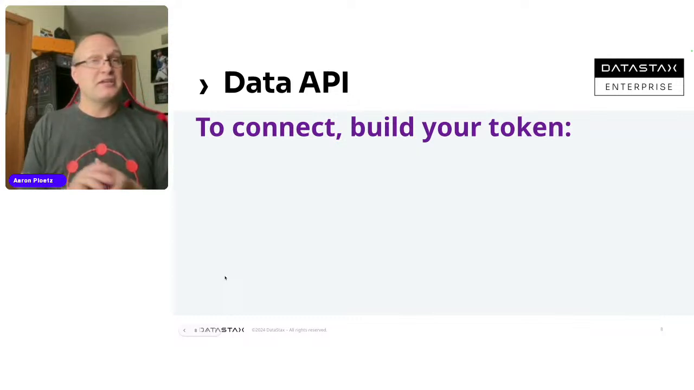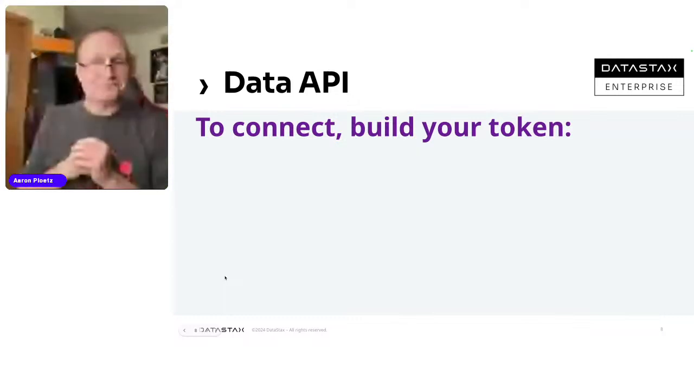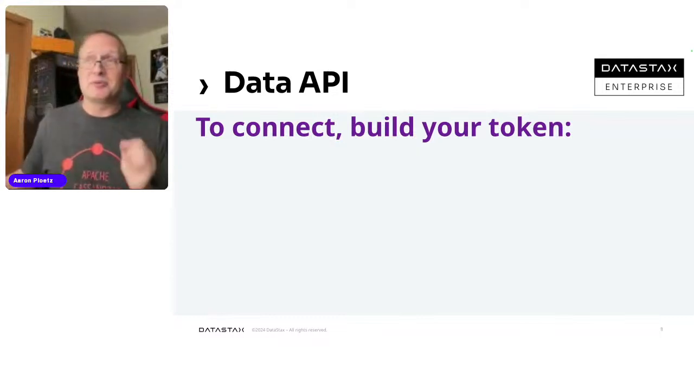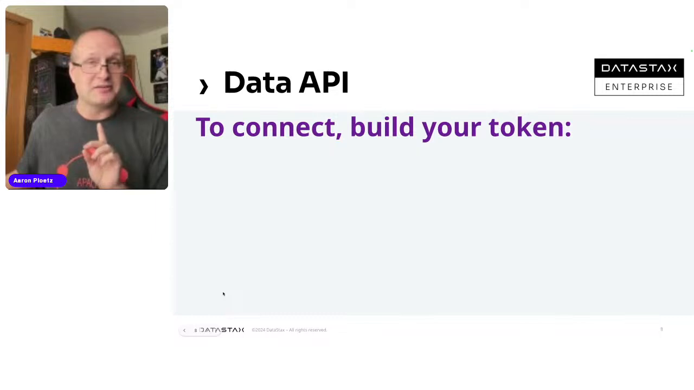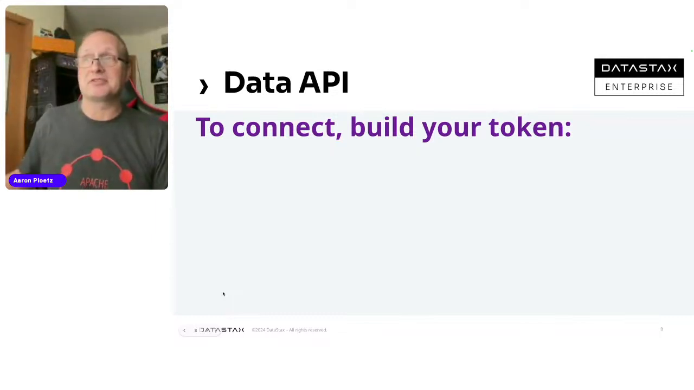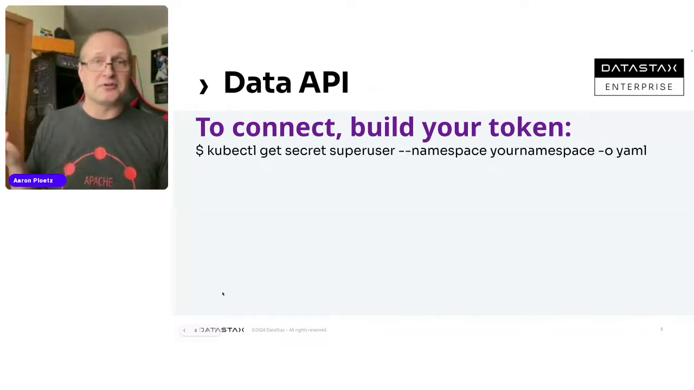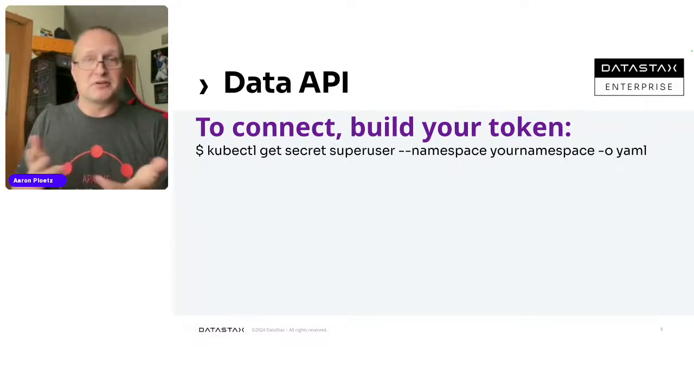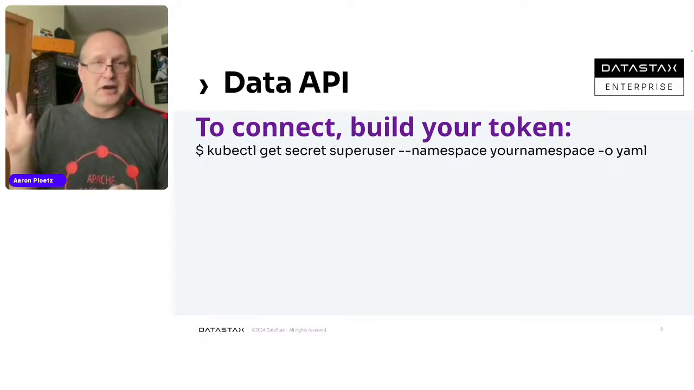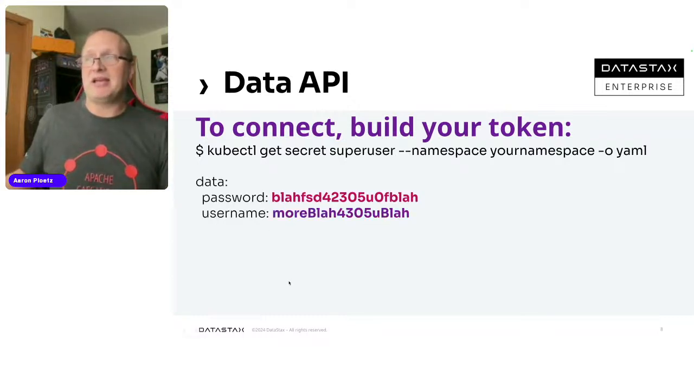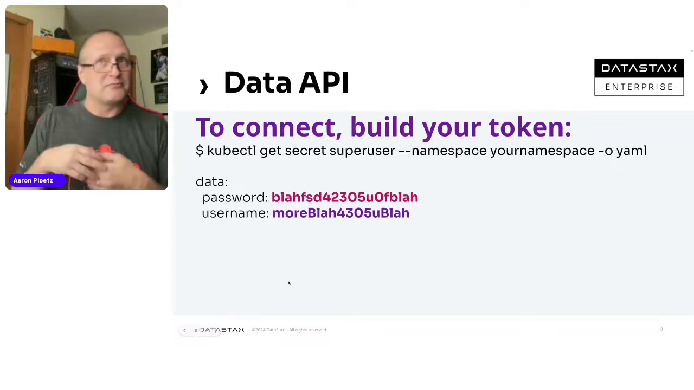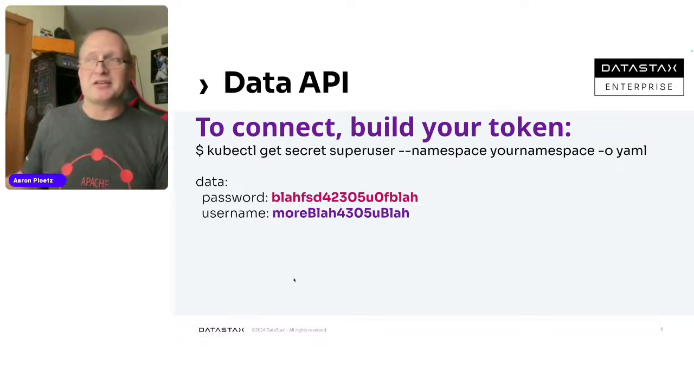All right, so connecting with the data API is super simple. All you really need is an endpoint and a token, and you can build your token with a quick command in Kubernetes that I'm going to show you, and that's just this kubectl get secret. Then you specify the name of your user and your namespace, and then you do a -o for output, and you send it as a format of YAML, and you're going to come back with the base64-encoded representations of your username and password.